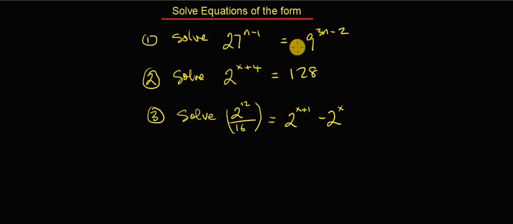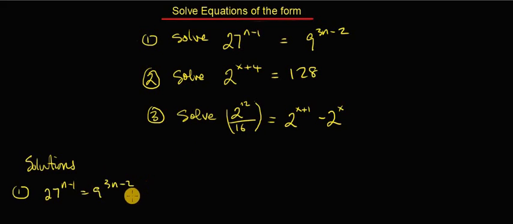The thing you're going to notice about these is that all of these numbers have the same base. This 9 is 3 squared, and this is 3 to the power of 3. This is 2 to the power of something. I can turn 128 into 2 to the power of something as well, and the same with this one. I've got 2 to the power of something, minus 2 to the power of something, divided by 16, which again is 2 to the power of something.